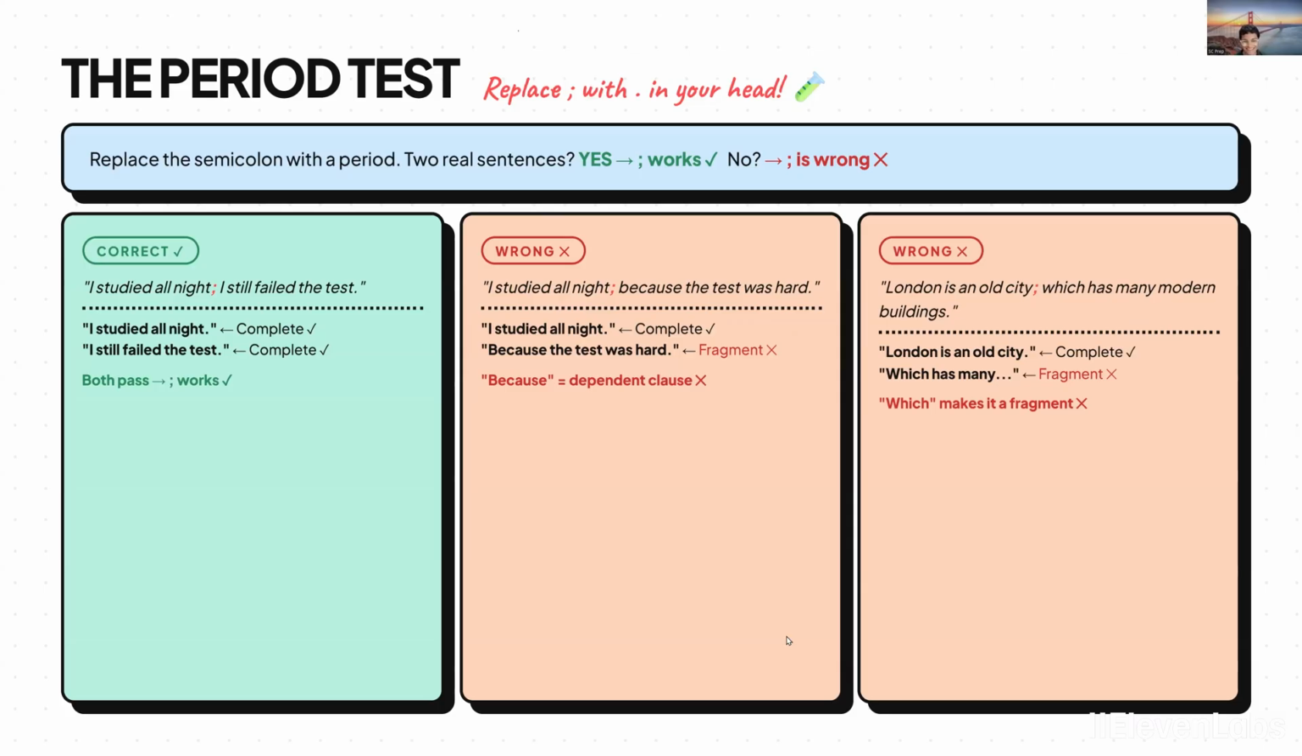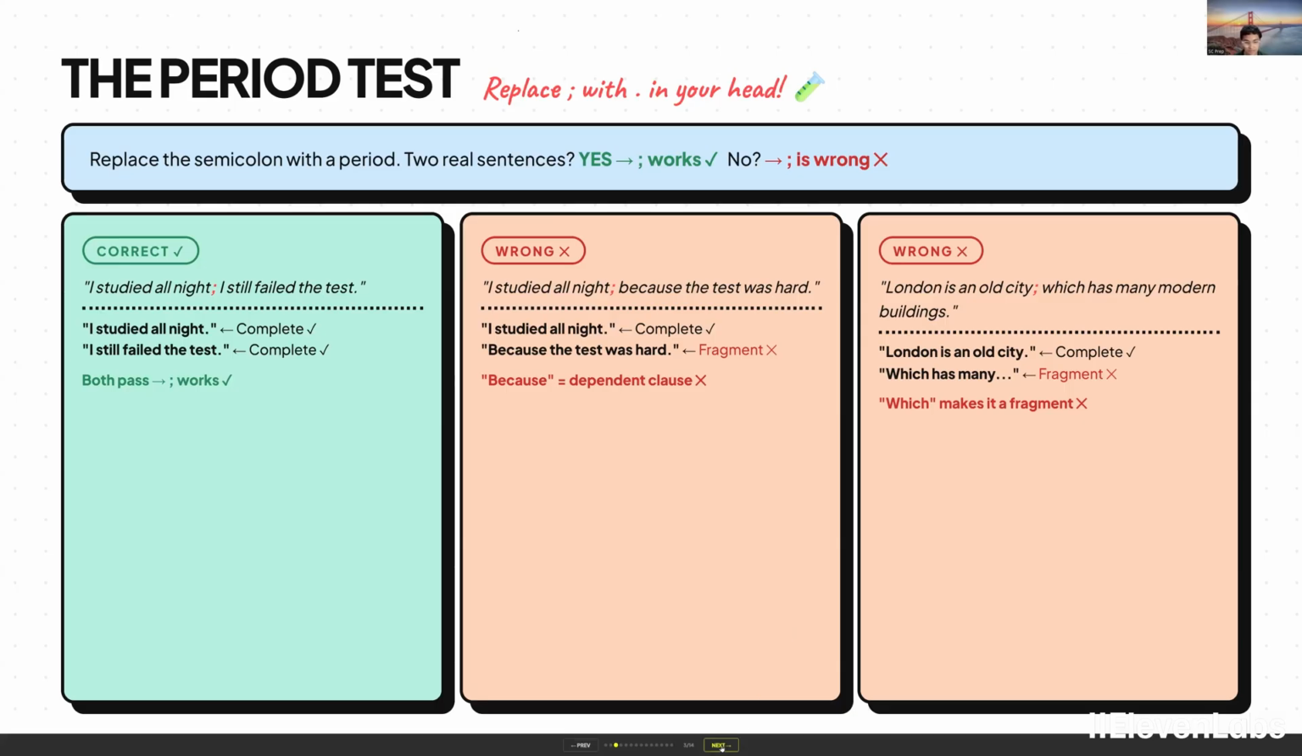Now let's look at the second example. I studied all night because the test was hard. The first half is a complete sentence, but the second half isn't. It's a dependent clause because of that "because." Then the third example. London is an old city which has many modern buildings. Like the previous one, the second half is a sentence fragment; the "which" makes it a sentence fragment.